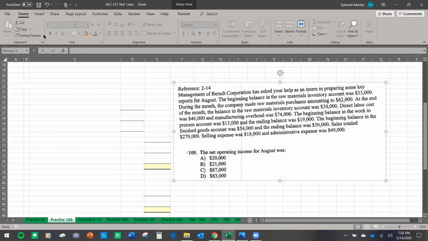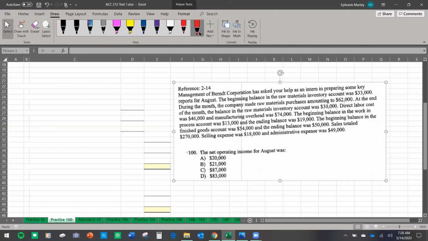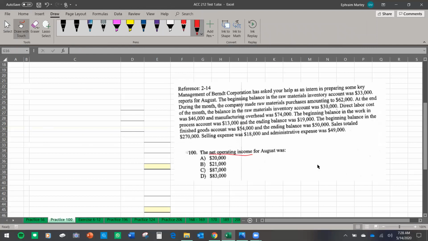Basically, you can see in the first line that you need to find net operating income. So this looks like an income statement that you have to do. It wasn't specific whether you should use contribution format or traditional format, so you choose for yourself which one you want to use. It doesn't matter.